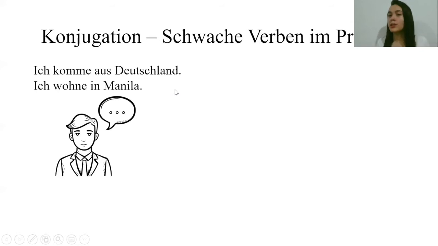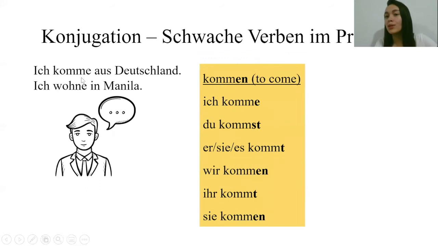Now the question is, can I also express information about another person? About a woman, for example, she lives in Manila. How do I do that? For that, we have to look at the conjugation of those verbs. The verb kommen and the verb wohnen.